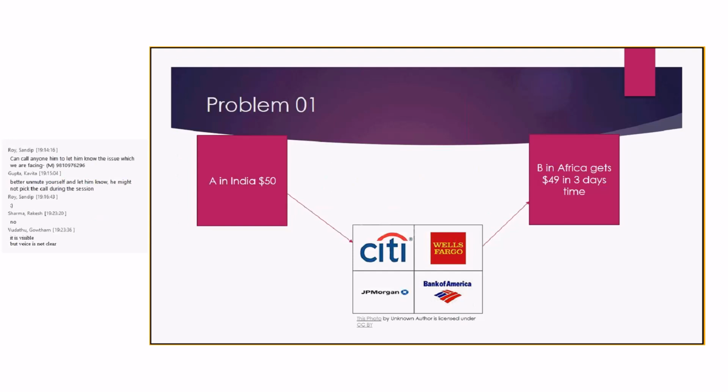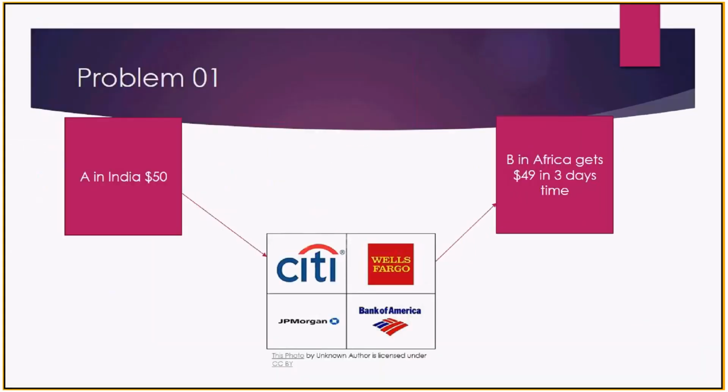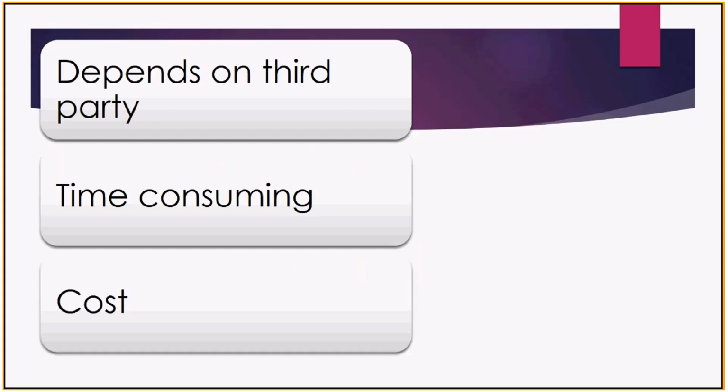There is a country tariff that applies. I don't know how much it is. I'm not an expert in it, but there's a lot of money that the bank takes to transfer money from one country to the other. A bank, not Western Union. Even Western Union takes it. So the first problem here is that it depends on a third party. It is time consuming and it has cost. Now we want to cut down on it, and this is why the blockchain was devised.